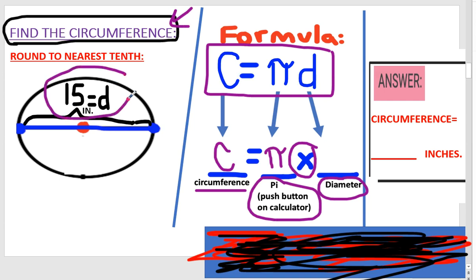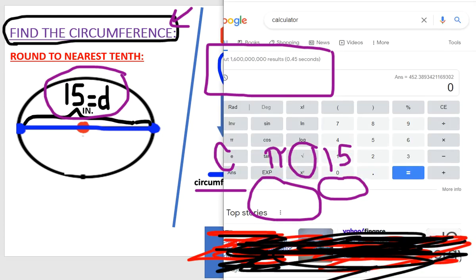Yes, diameter is 15 inches. It gives it to us, so we replace it. So now we know exactly what to do to find C, the circumference, because it tells us it's equal to pi times 15. So once we substitute our values, we just plug it into the calculator, and we get our answer. So I'm going to circle in red so you all can see where the pi button is.